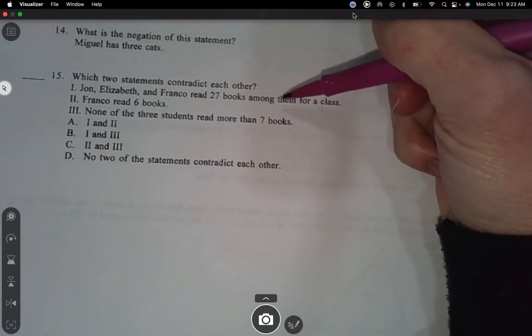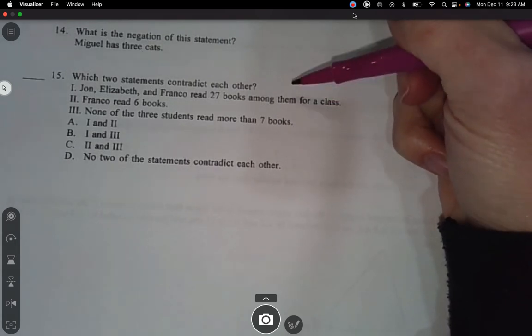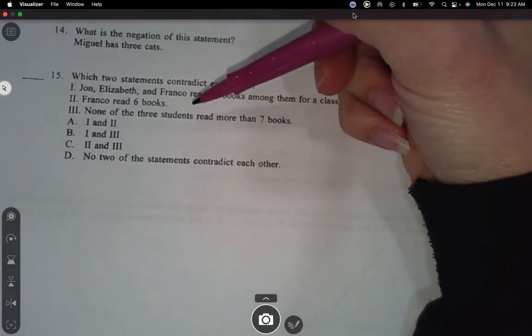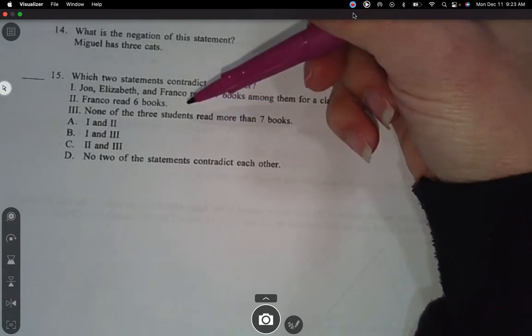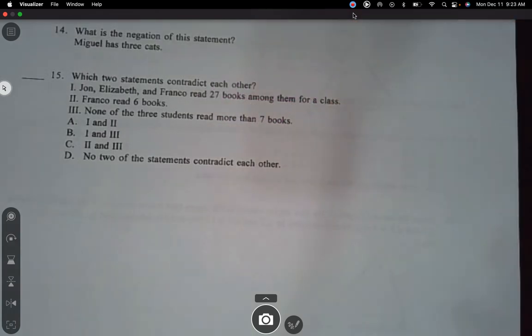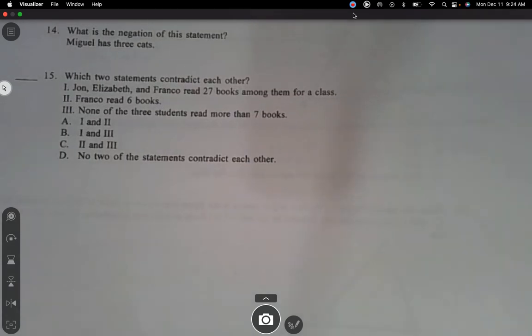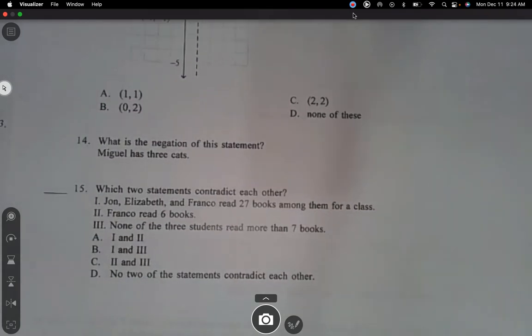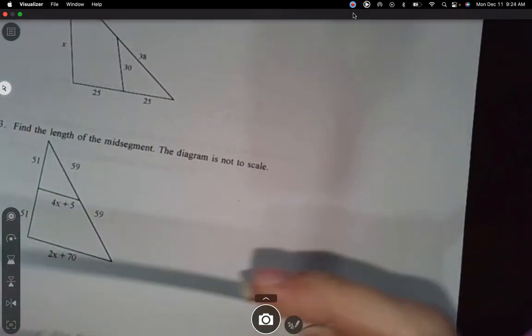So can 1 and 3 work? No. So it's B. Now, 2 and 3 are fine because Franco can read 6 and it's still less than 7, right? So the 2 that cannot happen at the same time are 1 and 3. So number 15 is B. Is everybody okay with that? Okay. That's what contradicting means. They cannot happen at the same time.